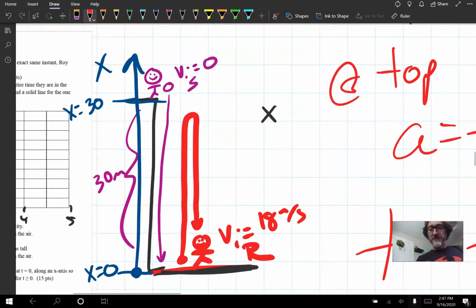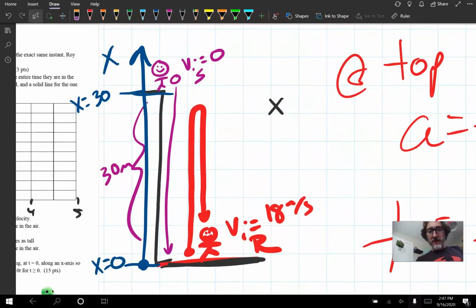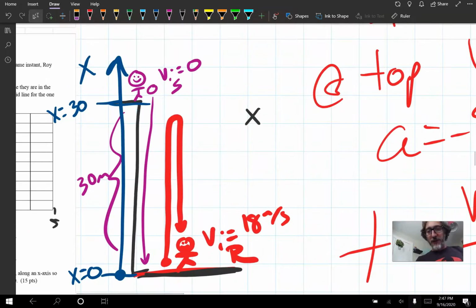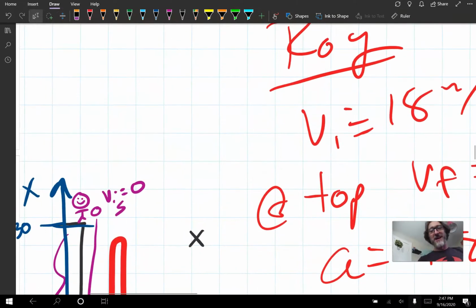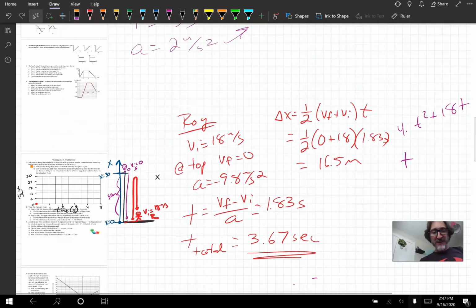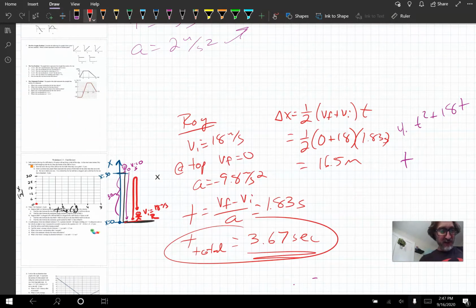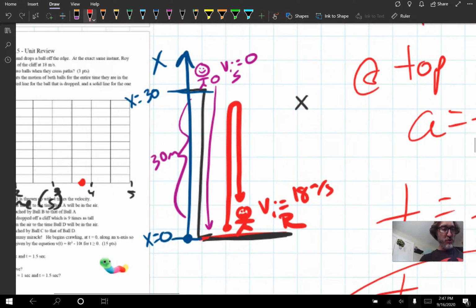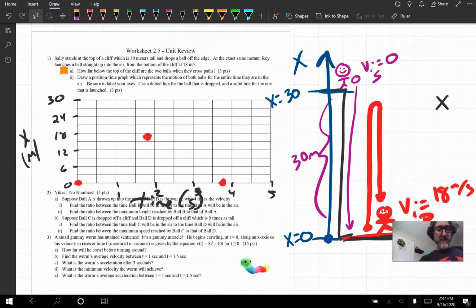All right, so what we know about the red ball is at time 0, its position is 0. We figured out that it was going to be in the air for a total of 3.67 seconds. That's going to be like over here, and that it was going to get to a maximum height after 1.8 seconds of 16.5, which is going to be, I don't know, there-ish, right? Okay, so here's my graph for Roy's ball.